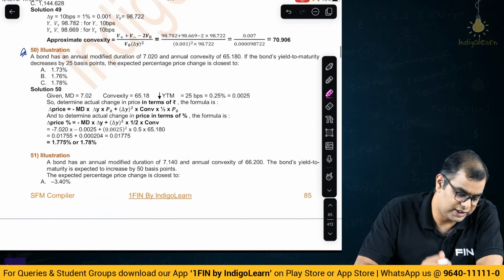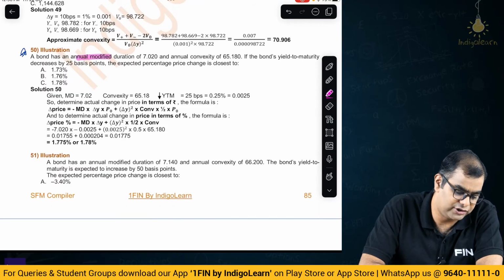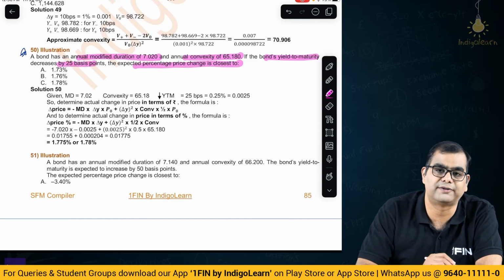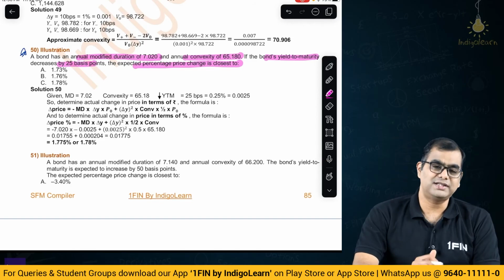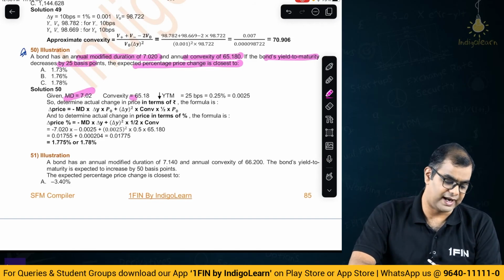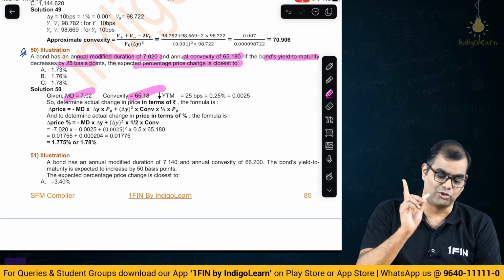Okay, next, let us move to the next one. A bond has annual modified duration of 7.2 and annual convexity of so and so. The bond's yield to maturity decreases by 25 basis points. The expected percentage change is close to what? So, they have asked you this exact question, which is, what is the change in price given modified duration and convexity? So, yield has come down by how much? 25 bips, so price will go up.